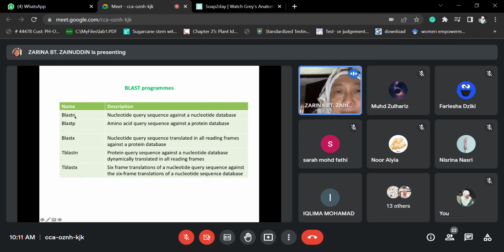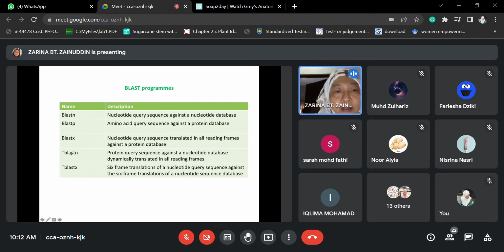BLASTP: you submit an amino acid query sequence and search against a protein database. That is what we call BLASTP. And BLASTX: you submit a nucleotide query sequence, translate it in all reading frames, and compare against a protein database. So that is BLASTX.